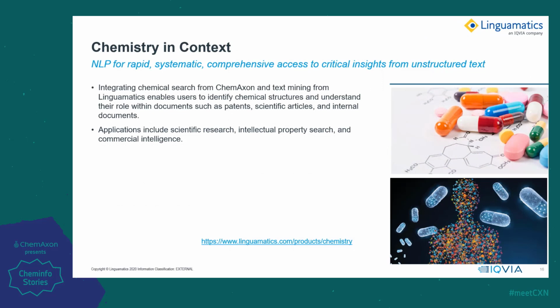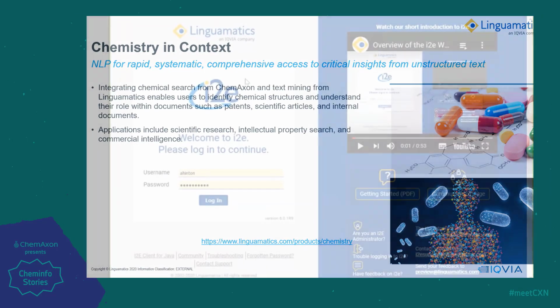So, our natural language processing solution offers rapid, systematic, comprehensive access to critical insights from unstructured text, and integrating the chemical search capabilities from ChemAxon enables users to identify chemical structures and understand their role within documents such as patents, scientific articles, and internal reports. There's more on our webpage, but I'll now hand over to Andrew Hinton for the demonstration.